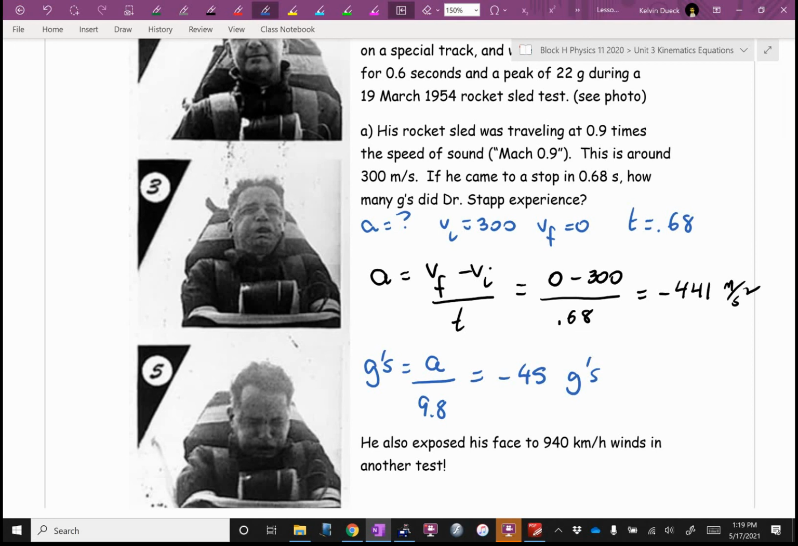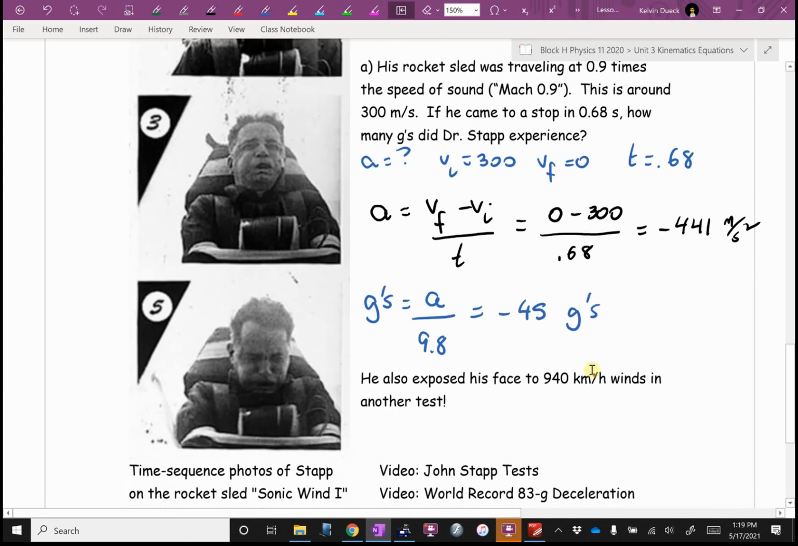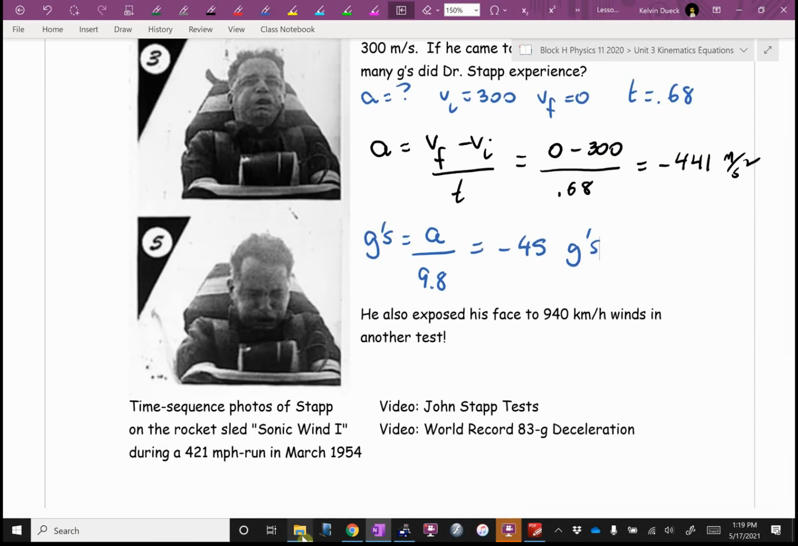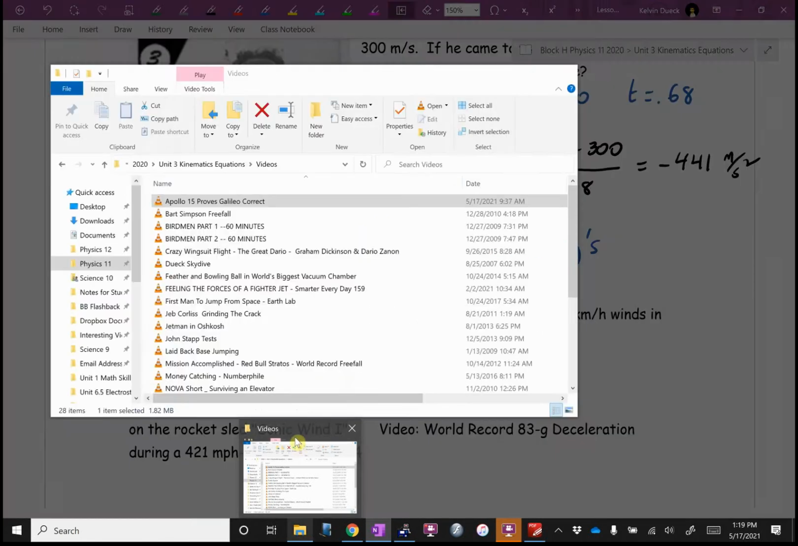Because pilots would be ejecting at high winds, he also exposed his face to 940 kilometer per hour winds in another test. Because again, okay, if the pilot ejects, but sorry to be really gross, his eyeballs are ripped out at that speed, well, that's not what we want either. We need to test all of this. So, put your pencils down, look up. We're going to be watching some videos. It's pretty intense. If you feel a little queasy or nauseous, just look away or close your eyes. Don't feel bad, okay?